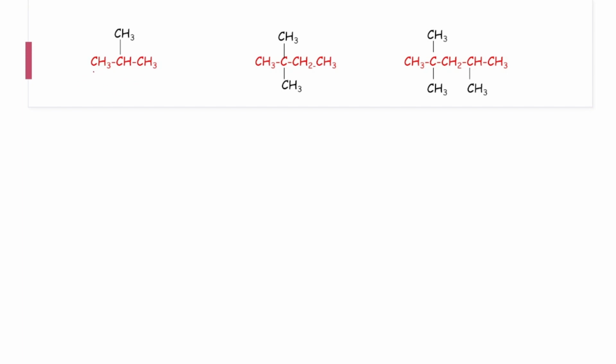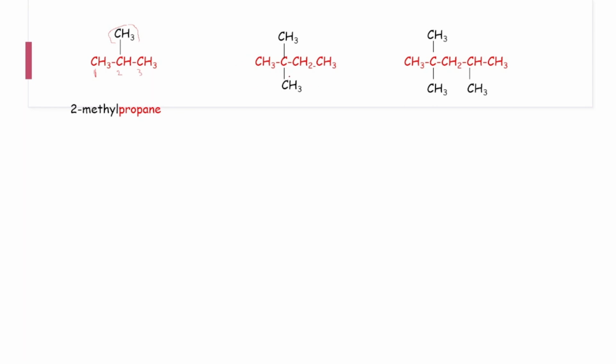I select the longest carbon chain, which is the one in the red font. This is carbon number 1, carbon number 2, carbon number 3, and at carbon number 2 I have a methyl group. So the name of this compound: I have 3 carbons here, meth, eth, prop, so this is propane, and at carbon number 2 I have a methyl group, so this is 2-methylpropane.